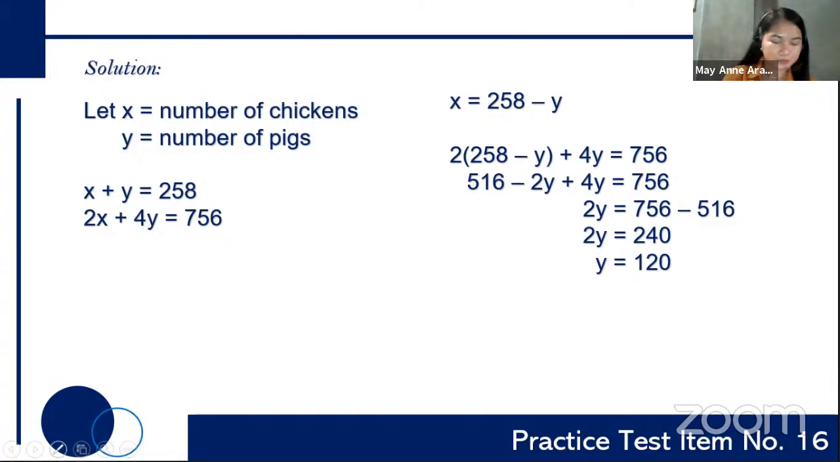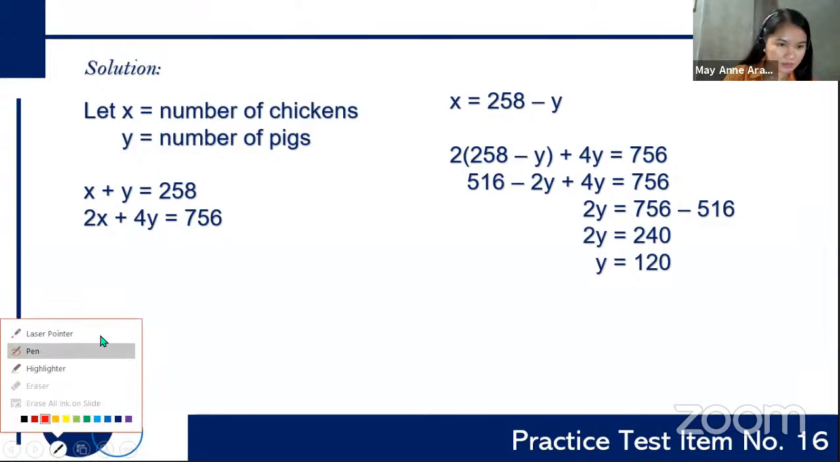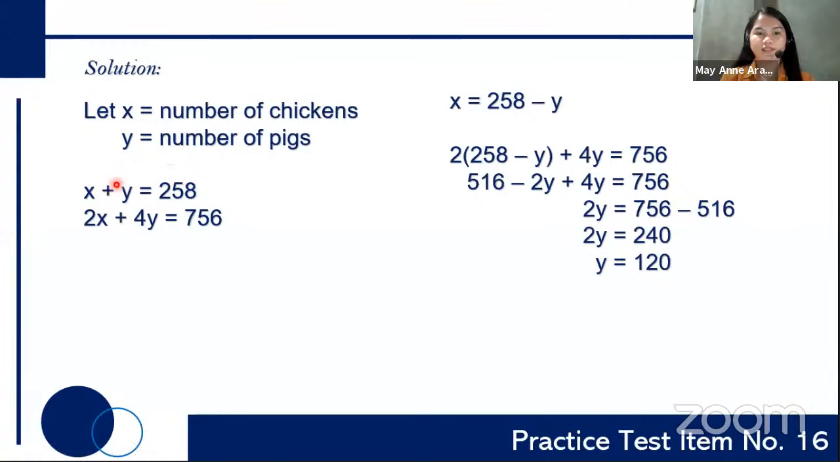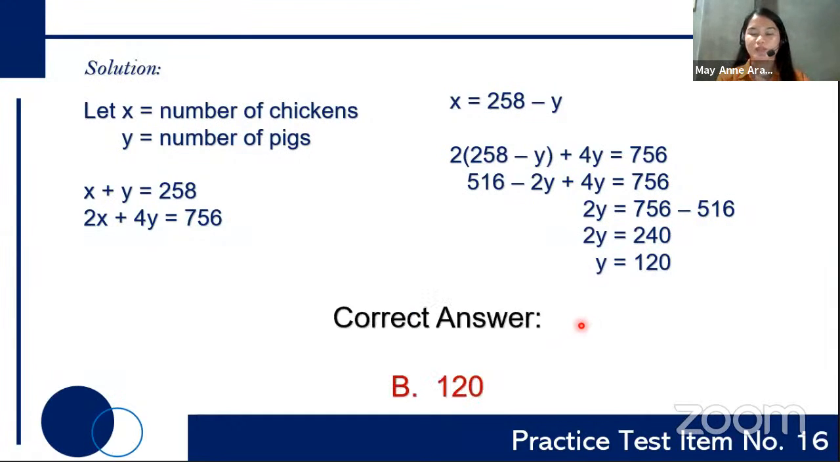Okay ba yun? Wait lang. Just transpose negative y. Transpose lang natin. And from this, saka natin isa-substitute yung value of x dun sa other equation natin na 2x plus 4y equals 756. You have 2 times 258 is 516 minus 2y plus 4y equals 756. 2y is equal to 756 minus 516. And simplify, y is equal to 120. So the answer is 120.